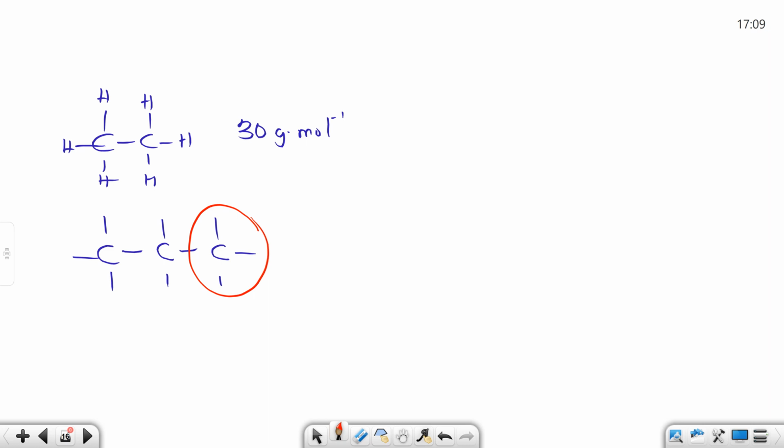12 will give us what? 36, 37, 38, 39, 40, 41, 42, 43, 44. This one is 44. Do you see that already? As the molecular mass increases, the chain length is also increasing. Make sense? And let's do some nice chemistry.